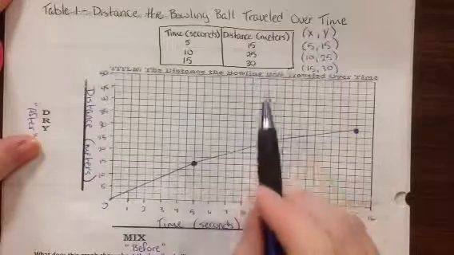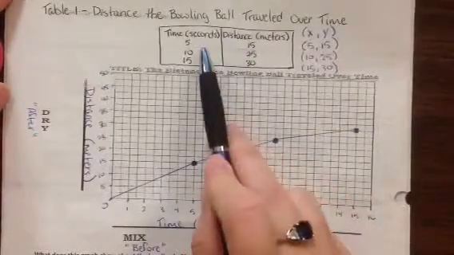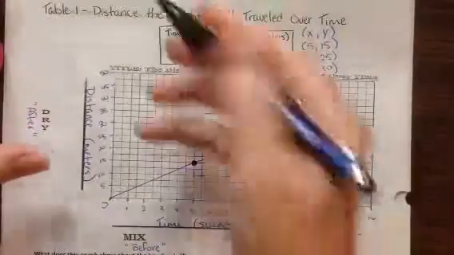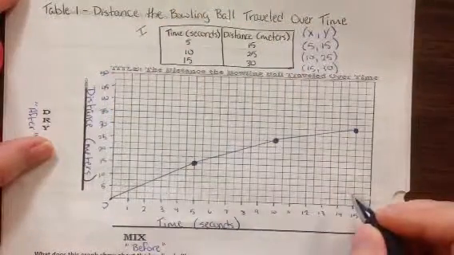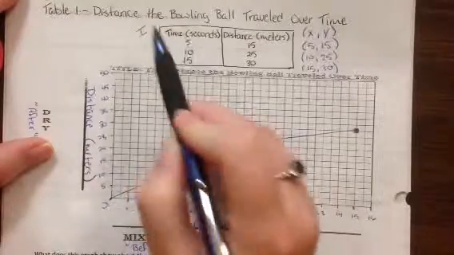Now to set up your graph, first we have to know which one of these is our independent and dependent variables. Now a good rule of thumb is the independent variable is always on the left.